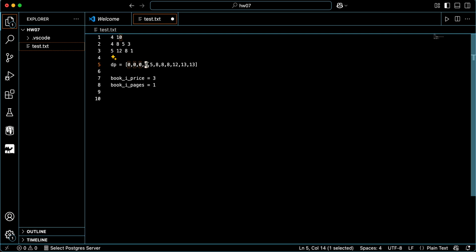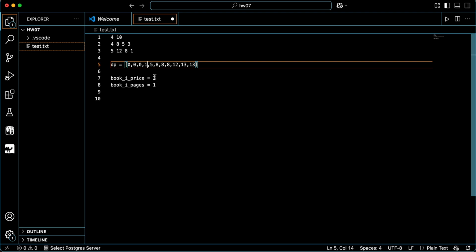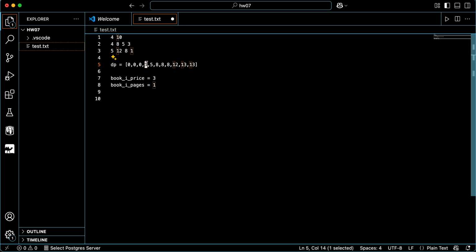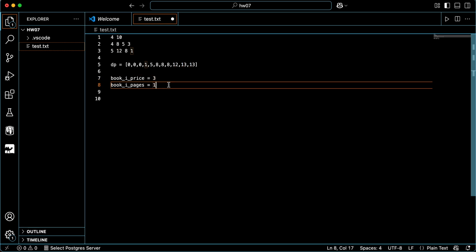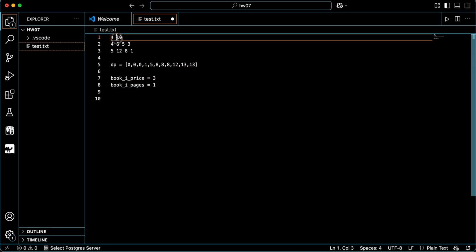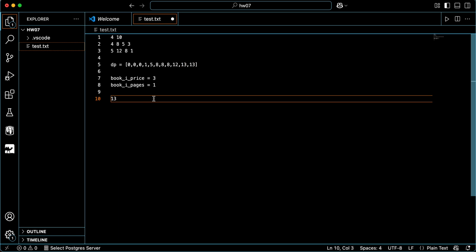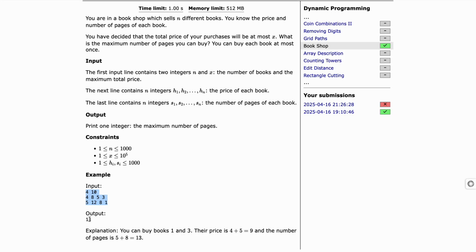And so here you can actually update this. So this is the first time for 3 that you can actually buy something and have a maximum number of pages. So if you had $3, the maximum number of pages you get is 1. And so for this problem, we just want to know what is the maximum number of pages we can get for $10. And so all that is, we just have to access whatever is in the last index of the DP table. And so our answer is 13. And that's reflected right here, output.